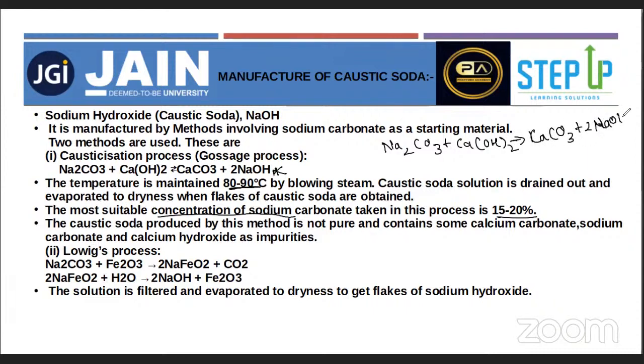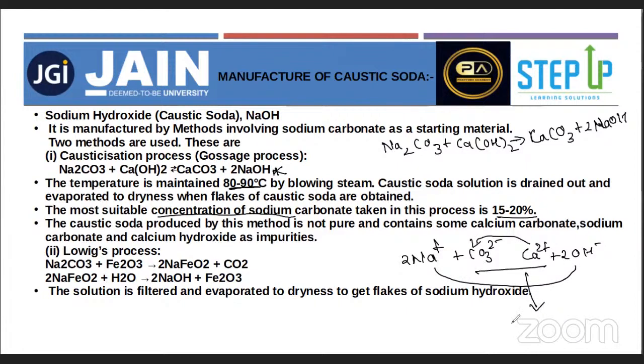If I want to see the reaction, Na2CO3 will break as 2Na+ plus CO3 2-. Ca(OH)2 will break as Ca2+ and 2OH-. Now the negative of this will go to the positive of this, and the positive of this to the negative of this. So together this gives you CaCO3, and the other pair gives you 2NaOH. This is why we are getting this product.